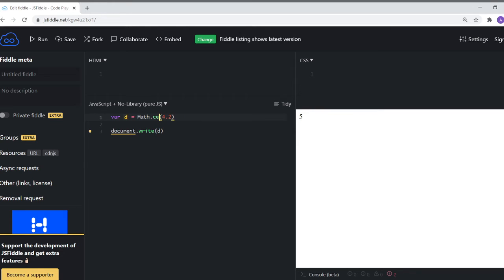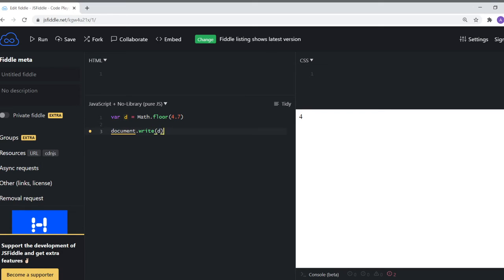Floor is basically the number smaller than 4.2, which is 4. So 4 is the closest number to 4.2 which is smaller than 4.2, it is going to give me 4, right? So floor is going to round it off to the floor and not the ceiling. And if I say 4.7, again it's going to round it off to the floor, which is 4 again, right? So I hope that makes sense.